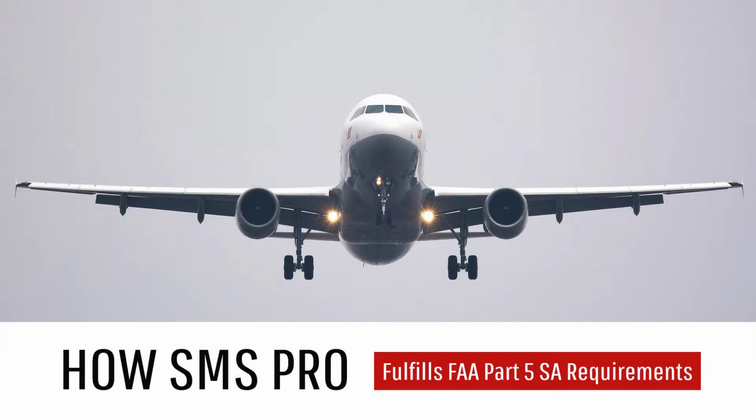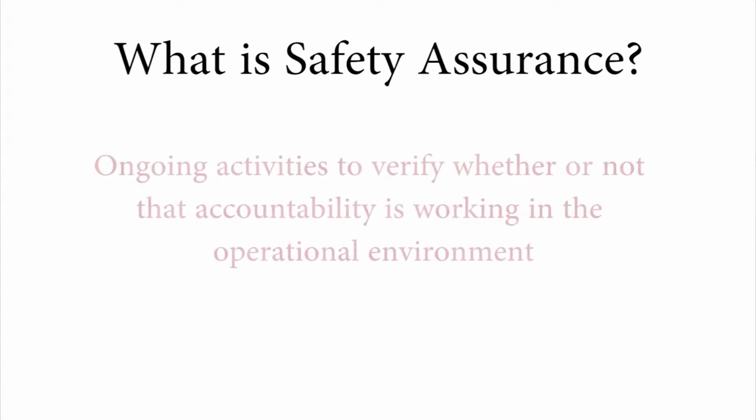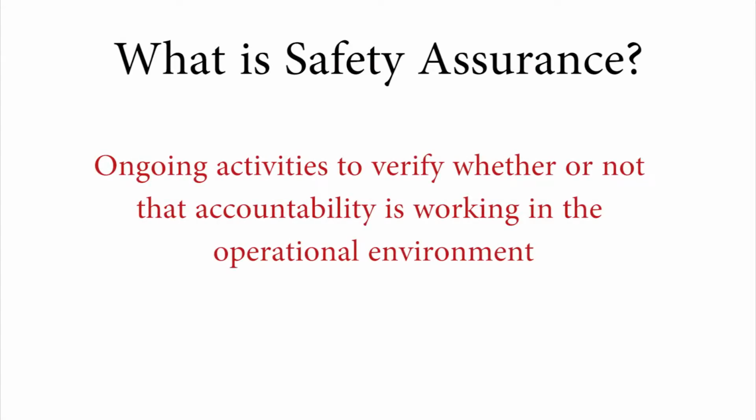Hello. In this video, we will be looking at how you can fulfill the FAA's safety assurance requirement using SMS Pro. The FAA's safety assurance pillar is a process that is naturally integrated with the safety risk management process. Whereas the SRM process deals more with bureaucratic accountability, which is fulfilled in the proactive hazard analysis tool, the safety assurance process involves ongoing activities to verify whether or not that accountability is working in the operational environment.